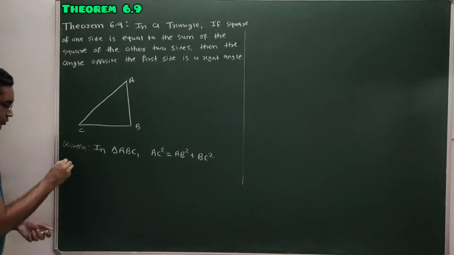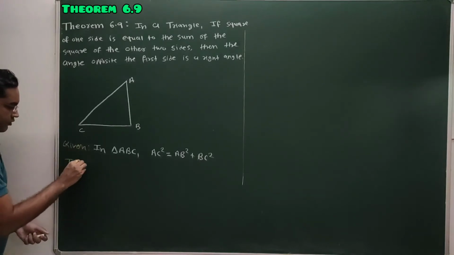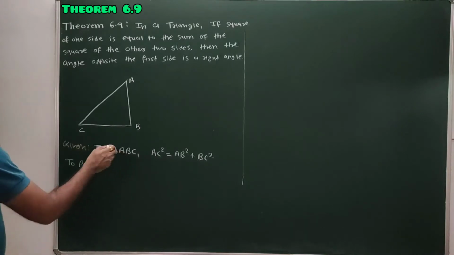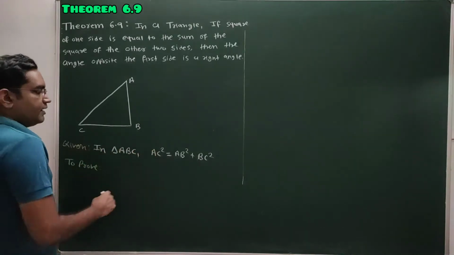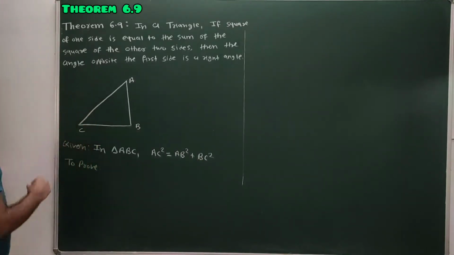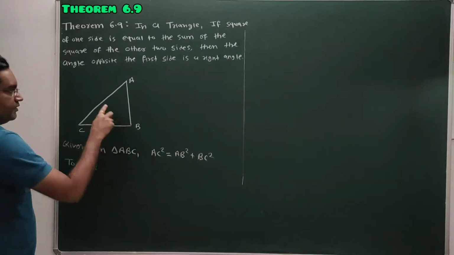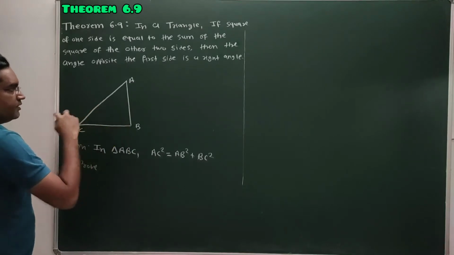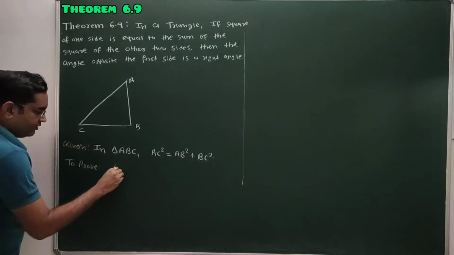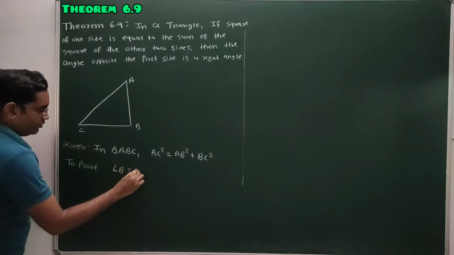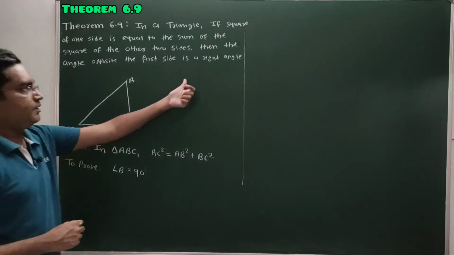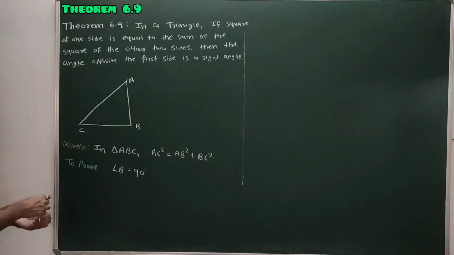Now, what do we have to prove? If in a triangle the square of one side is equal to the sum of the squares of the other two sides, then the angle opposite to that first side is a right angle. The angle opposite to that first side is angle B. So we have to prove that angle B is equal to 90, the measure of angle B is 90 degrees, angle B is a right angle.